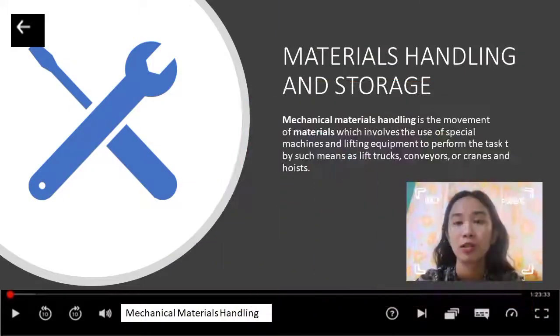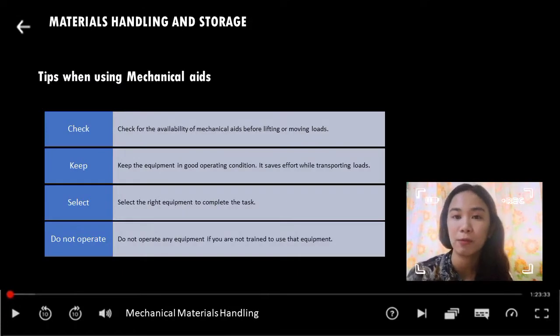Now, let's proceed to the other type of materials handling, which is mechanical materials handling. Mechanical materials handling is the movement of an object by mechanical force. Heavy materials that are not safe to handle manually should be handled by mechanical means. Though this is way safer than manual handling, we should still be knowledgeable about it. That's why here are the tips when using mechanical aids. I have four tips. First, check for the availability of mechanical aids before lifting or moving loads.